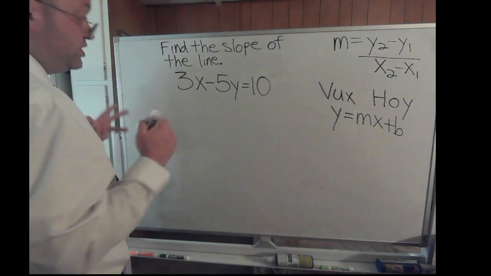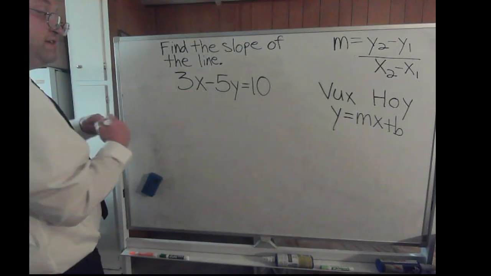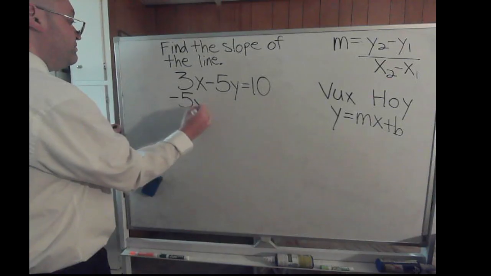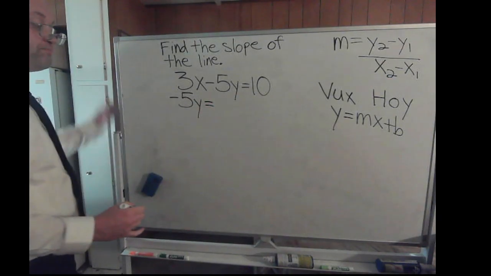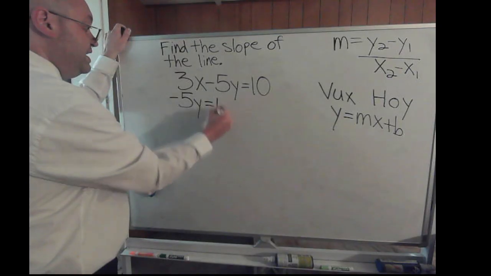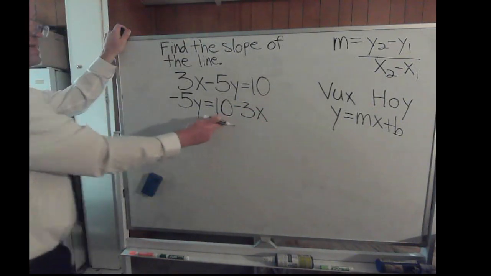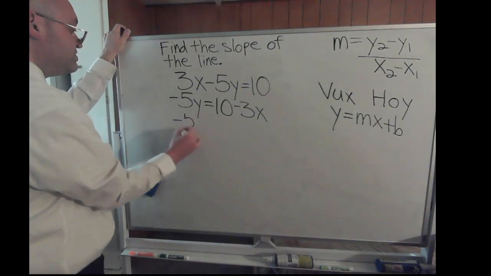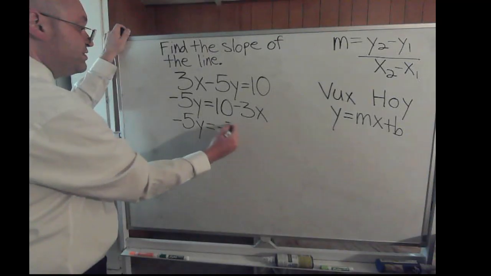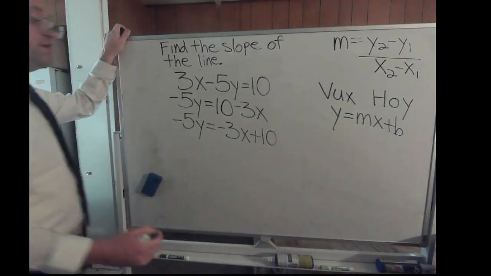So, in order to isolate that negative 5y by itself, we need to subtract 3x from the left-hand side. If we do that, we in fact get negative 5y by itself. But we've got to subtract 3x from the right-hand side also. Negative 5y would equal 10 minus 3x. And 10 minus 3x is not in proper order, so you can write it as negative 5y equals negative 3x plus 10 by the commutative property of addition.